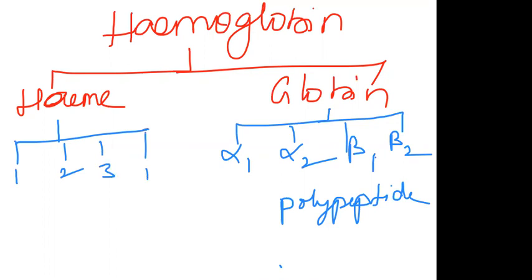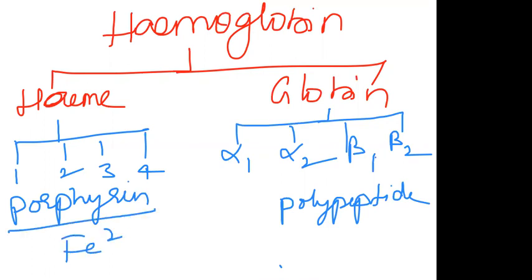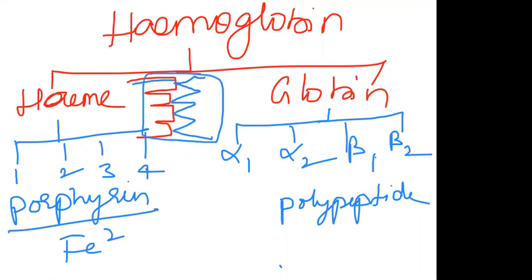1, 2, 3, 4. A chemical ring, the porphyrin ring, contains iron in the center. 4 porphyrin rings. The 4 porphyrin rings of heme with 4 polypeptide chains of globin make one hemoglobin molecule. Let me draw with colors. The 4 porphyrin rings of heme molecules and 4 polypeptide chains, alpha 1, alpha 2, beta 1, beta 2, make a complete hemoglobin molecule.